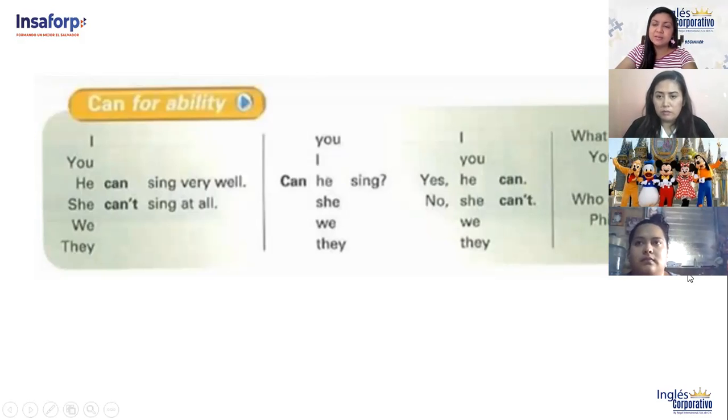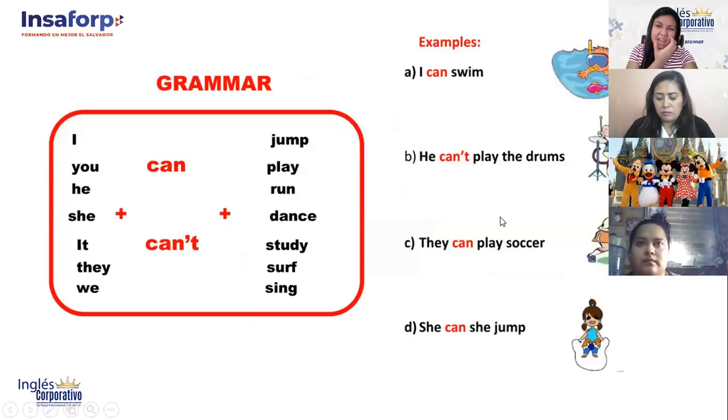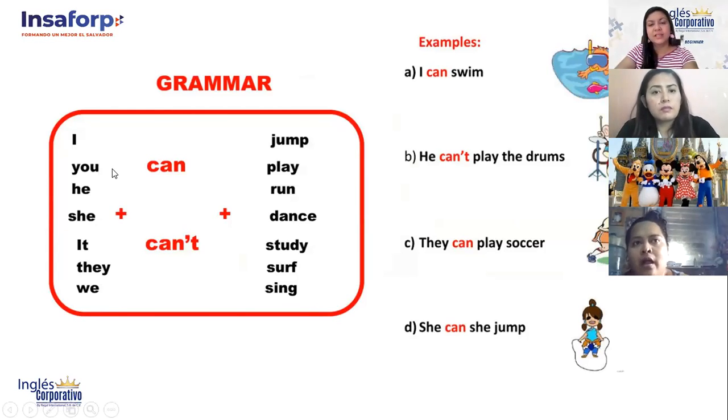When can you sing? I can sing every morning, etc. I have another slide with more examples. The same, right? We have different examples. I can jump, you can play, he can run, she can't dance, it can't soar, they can't study, and we can't sing, right? And we have more examples.